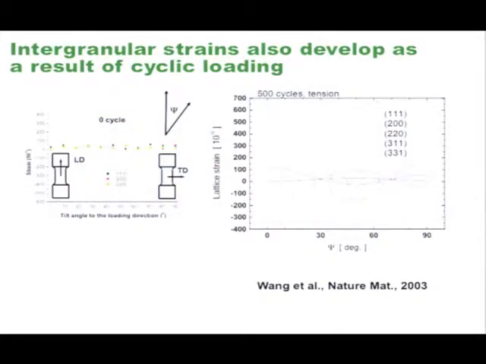The examples I showed you were monotonic loading, loaded up and come back down, but you can also study this with cyclic loading. You can see how the different components of the intergranular strain vary as a function of this tilt angle relative to the loading direction. That can also tell you about the fatigue damage mechanism in the material.